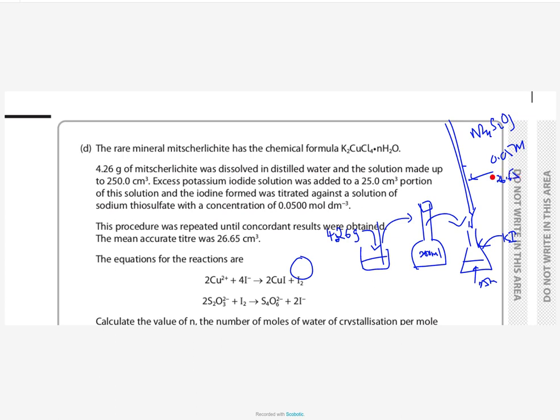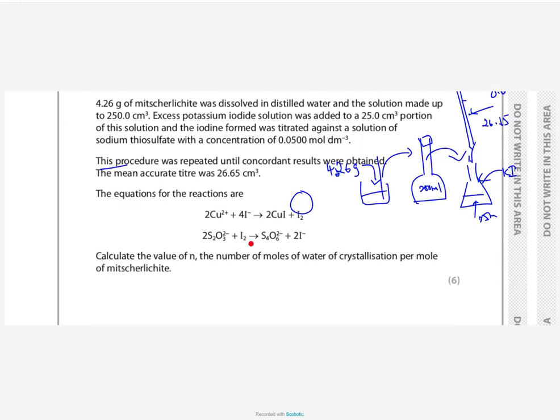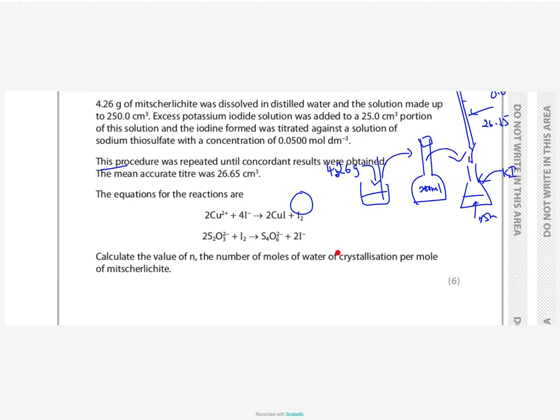Mean titer is mentioned, which means they have repeated this experiment many times, got two concordant results and averaged them, right? For some questions, they don't mention mean titer, they just mention the titer. Later in the question, you will notice they ask you how to improve the experimental procedure. If the mean titer is not given, just the titer, then you can say repeat the experiment till you get concordant results. But in this case, such an improvement is not necessary. The question is, calculate the value of n, the number of moles of water of crystallization in this mineral.